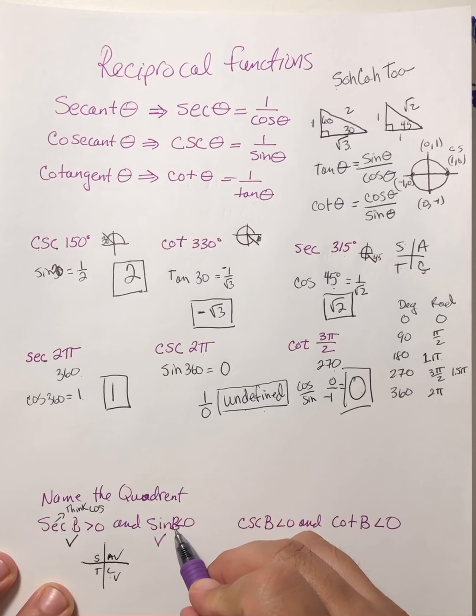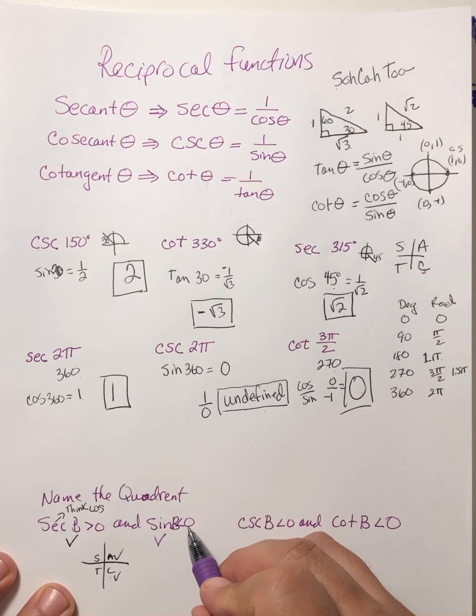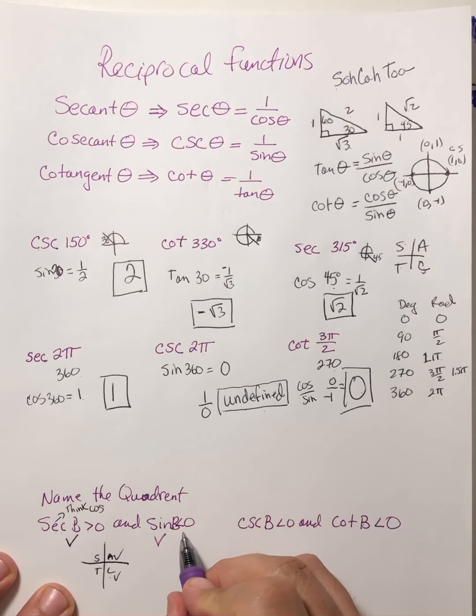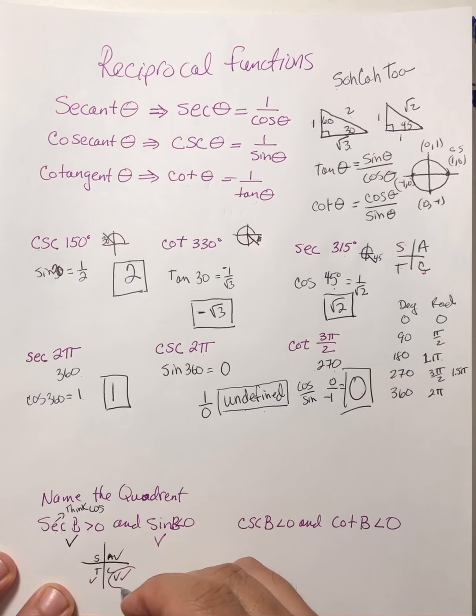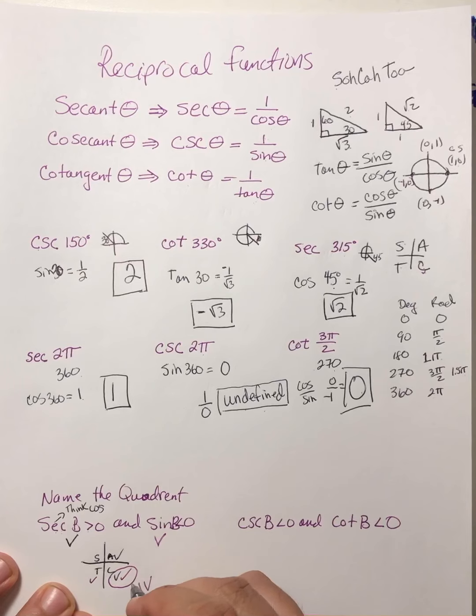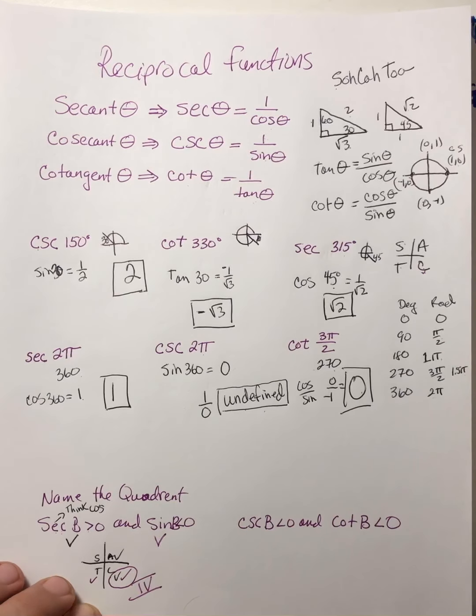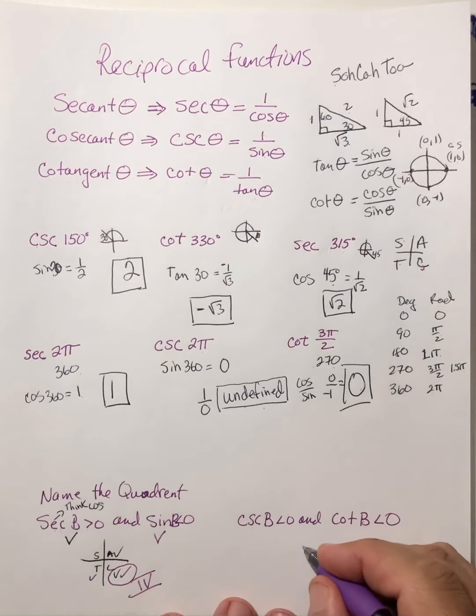Sine of theta is less than 0. That's negative. Well, where is the sine negative? Well, there and there. So here we have our double checks, quadrant 4. I'm going to do one more.